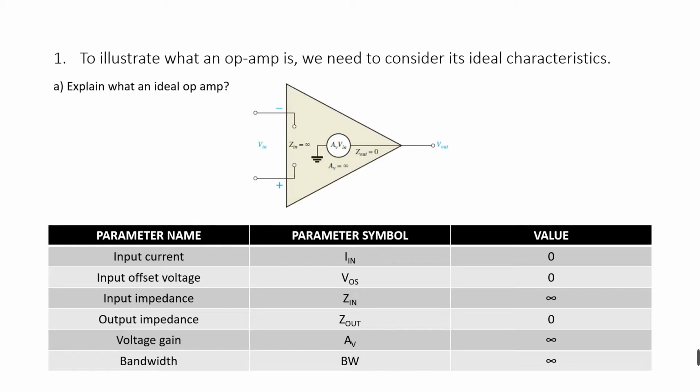So first, the input current. For the ideal OPM, the input current, we want it to be 0. The input offset voltage, also 0. The input impedance is infinite. Output impedance is 0 ohm. The voltage gain is infinite and the bandwidth is also infinite. So for the input impedance is infinite, we can also say it's an open circuit.